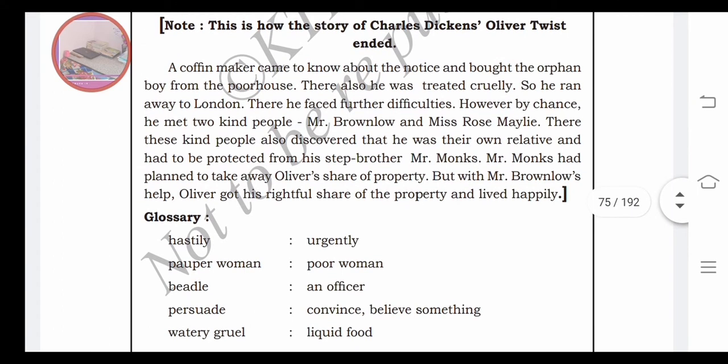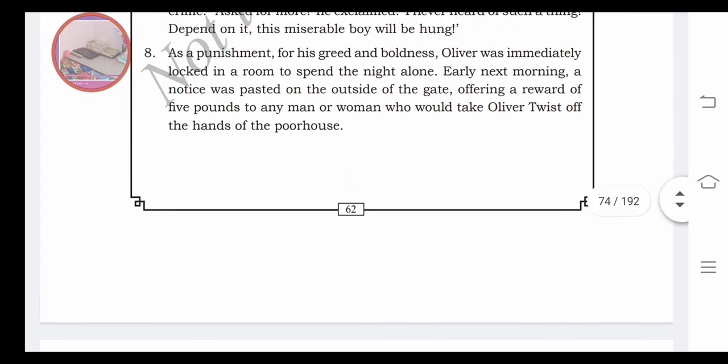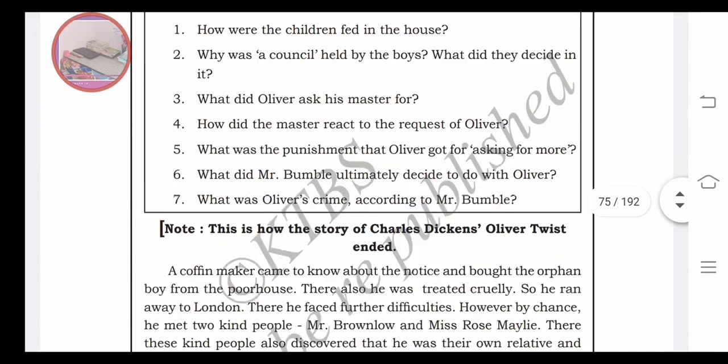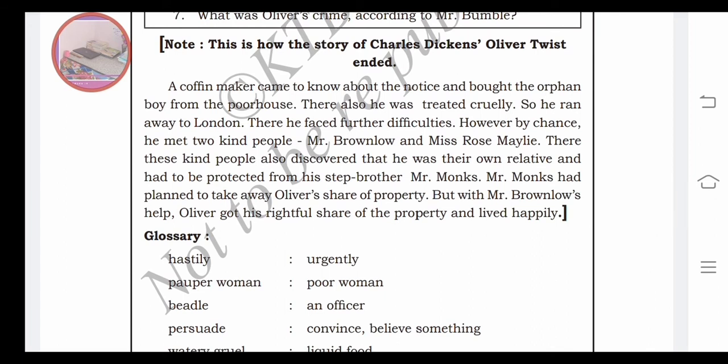So here you can see this is how the story of Charles Dickens' Oliver Twist began. So this is the middle of the story, children. Okay, and then here we'll get to know who pasted it, what was the background of that note, and who was Oliver Twist. Each and everything we'll get to know in this one para.